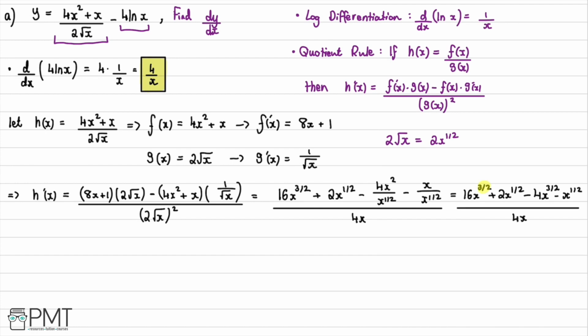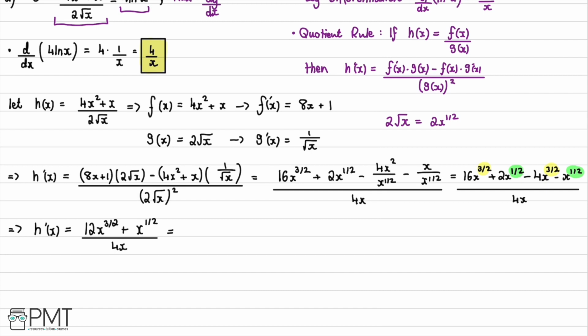So now we notice we have x to the power of 3 over 2 and x to the power of 3 over 2, and x to the power of a half and x to the power of a half. So what we can do is start to simplify things. Rewriting this, we'll have h dash of x. Combining our 3 over 2 terms, we have 16 minus 4, so that's going to leave us with 12x to the power of 3 over 2. And then we have 2 lots of x to the power of a half, take away 1 lot of x to the power of a half, so that is going to leave us with positive x to the power of a half. And we don't forget to divide by 4x.